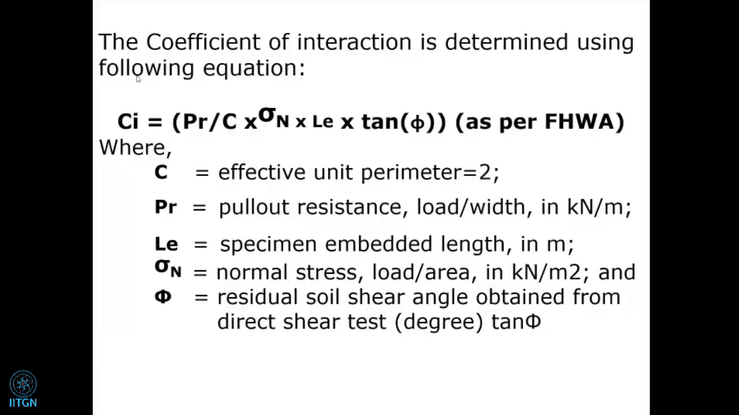Now the coefficient of interaction is determined using this equation. CI is the coefficient of interaction, PR, the pull-out resistance, divided by C. C is the effective unit parameter, meaning two faces of the soil, so it is always 2. So PR is pull-out resistance, and LE is the length of the specimen embedded in the tank. Sigma n is the normal stress, and phi is the residual soil strength parameter obtained from the direct shear test.